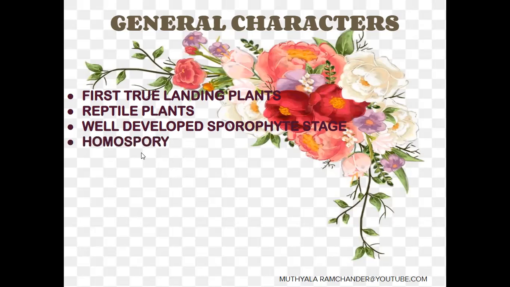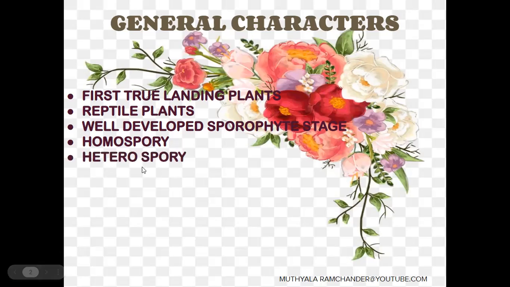Homospory. During reproduction by the sporophyte, during asexual reproduction, the sporangium produces similar type of spores. Sporangium producing similar type of spores is called homospory. Best examples for homospory: Lycopodium, Equisetum, Rhynia.